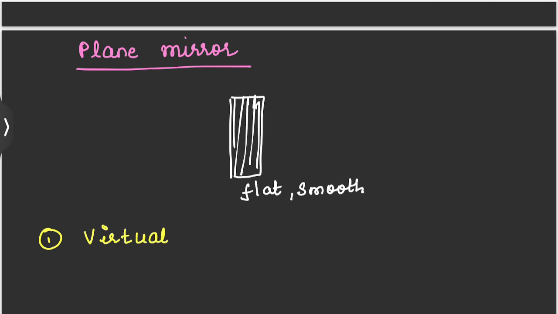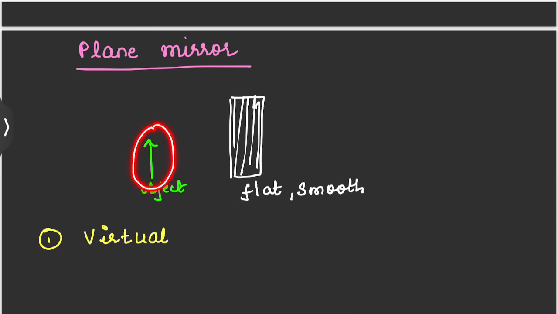So there are two types of images formed. One is called a real image. Second is called a virtual image. Here in the plane mirror you can see virtual images formed. Meaning is, suppose here there is an object. So here I'll place an object. It can be anything. Suppose a boy is standing here, looking at the mirror.